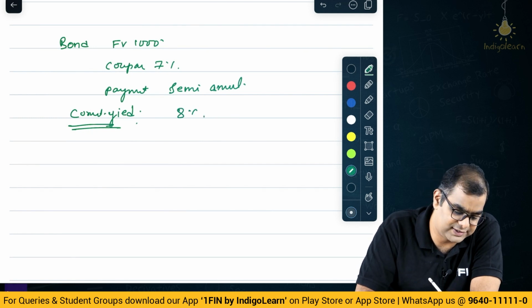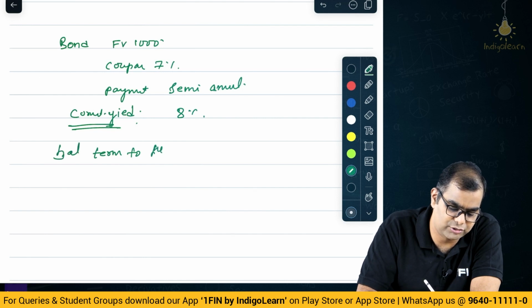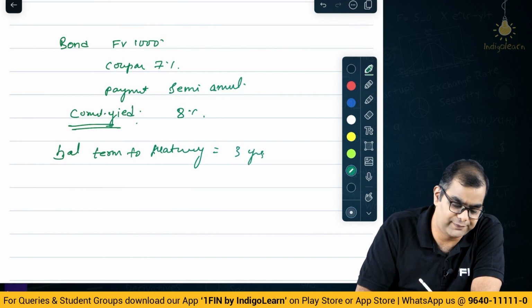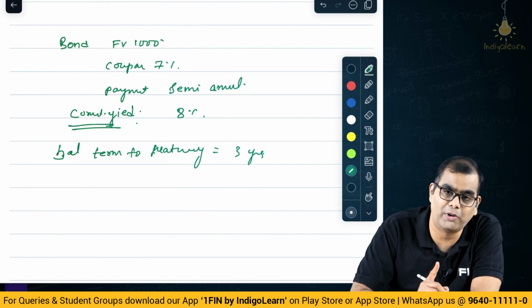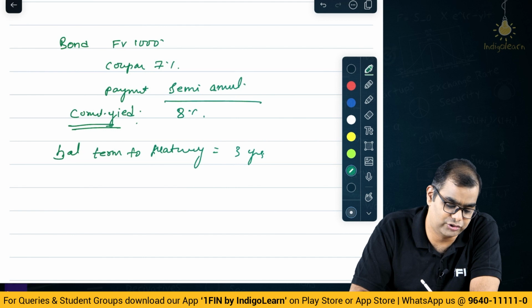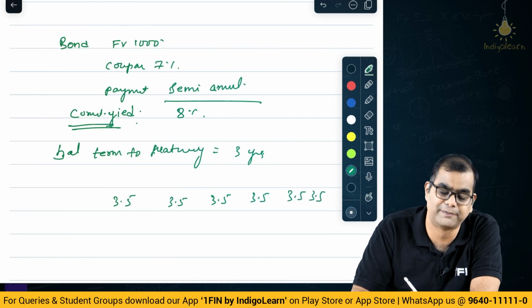Let us say the balance term to maturity is exactly 3 years. So first coupon is received at the half year, because it is a semi-annual coupon. You receive 3.5, then you receive another 3.5, then 3.5, then 3.5, like that you receive for 6 periods.